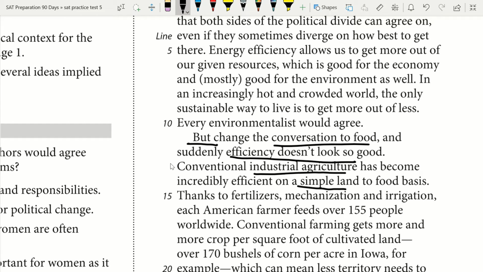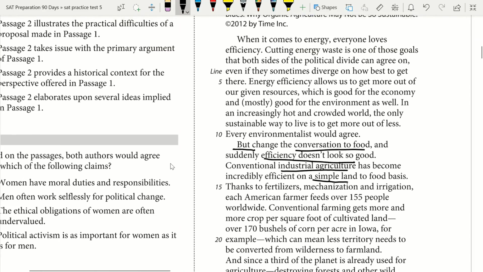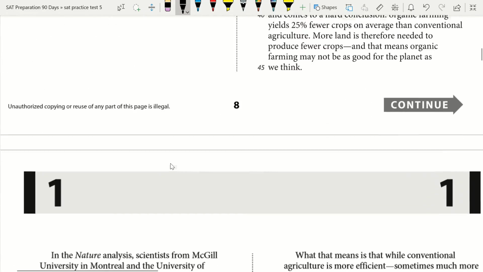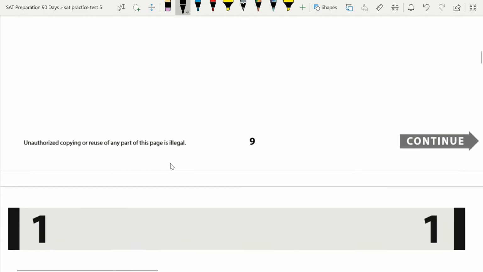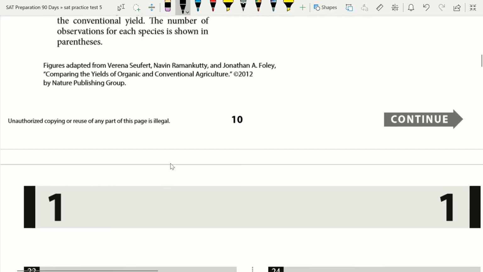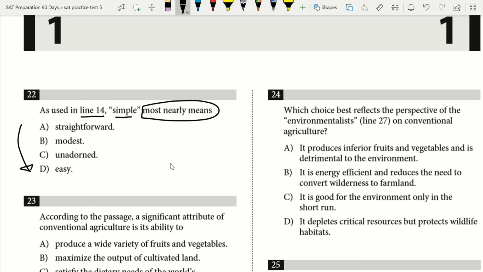So in this case it's talking about a simple land to food basis. Another word that we could use there would be straightforward, right? We want to talk about it being a land to food basis only. So, on a straightforward land to food basis. We wouldn't want to use any other word than straightforward. Really there's nothing else that would mean that it's only on that land to food basis. So let's go down and take a look at our question. We do have straightforward as an answer choice, so that would be our answer.